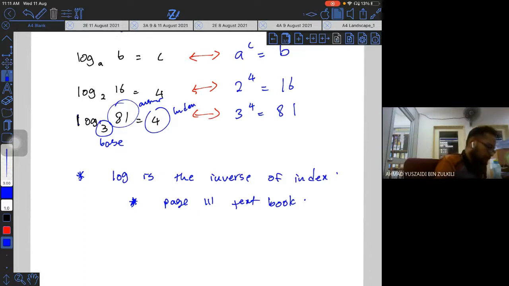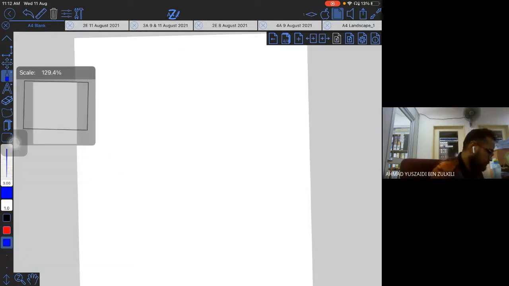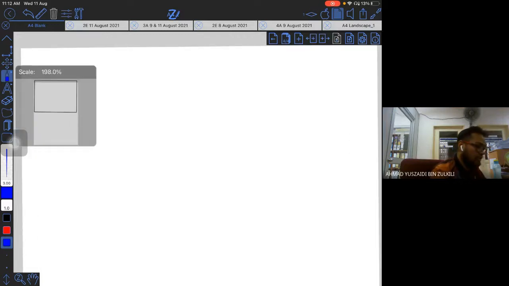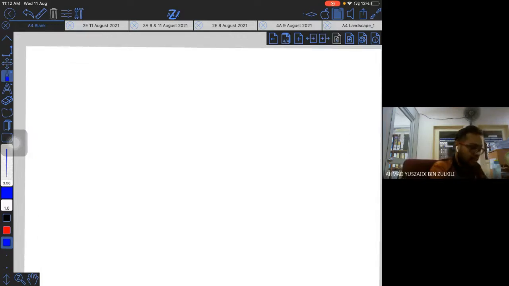Okay, now kita nak belajar a bit on converting and also finding the values. Hari ni kita tak masuk lagi law dia. Next week baru kamu masuk dia punya law. So today kita just belajar converting and finding the values. For example.